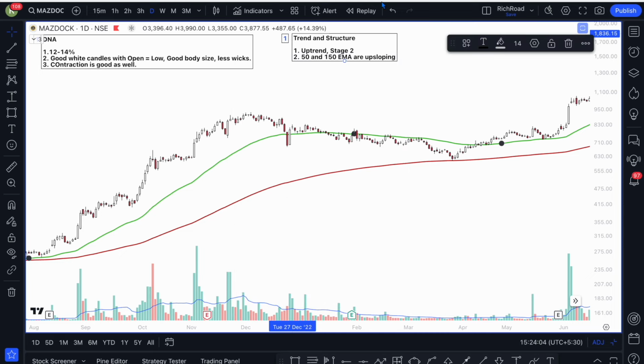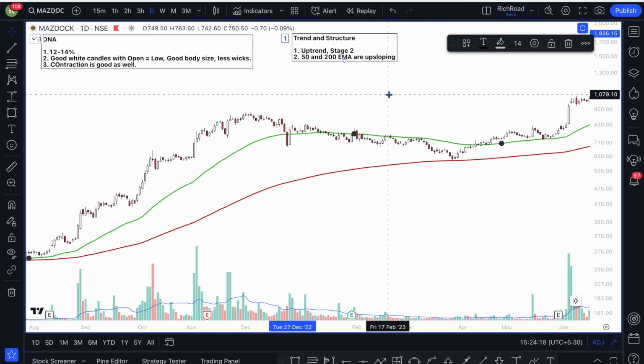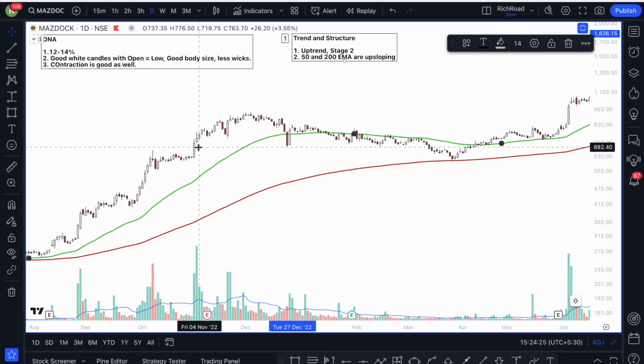So the trend is up, the stage is 2, and the 50 and 150 EMA or whatever EMA. I'm using 200 here. If you're using 150, not an issue. So I'll just write it, 200 EMA are upsloping. That's the good thing. Great. So now let's analyze how these expansions happen. So we have already mentioned that the expansion happened through good bodied candles. And then what happened is we formed resistances.